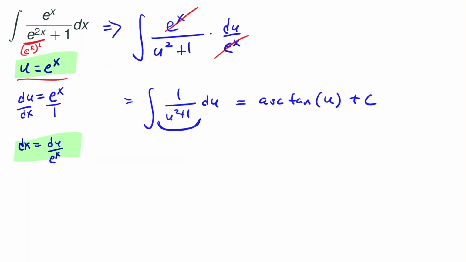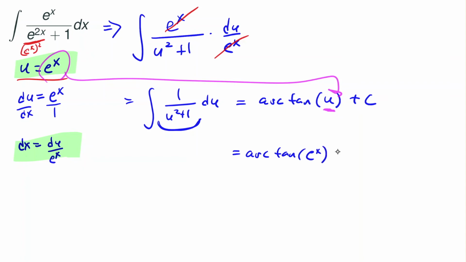But for the final answer, we have to plug in what u is, in terms of x. So the final answer is arctangent of e to the x plus c. So this is the final answer. That means if I take the derivative of this function, I should get this.